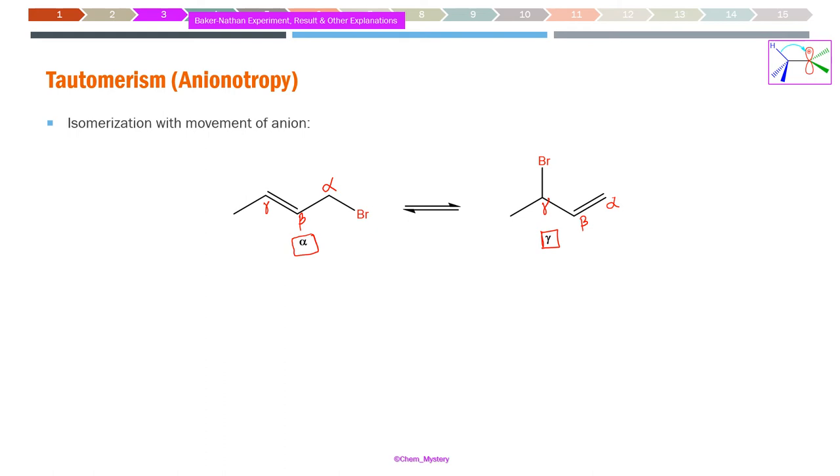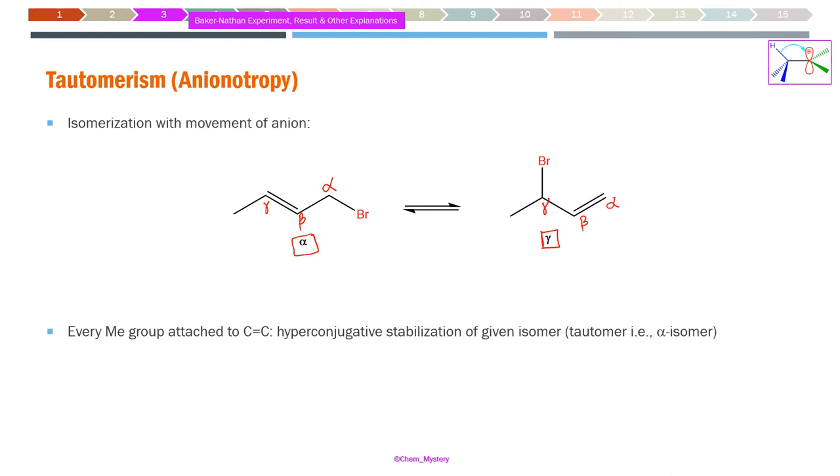More than 85% of that is supposed to be present in different conditions of temperature. And we have a generalization here that if more methyl groups are present on the C double bond C, whether for the alpha isomer or the gamma isomer, greater hyperconjugative stabilization would be there for the given molecule, and that is going to be predominant. This is more abundant. We could say the equilibrium will be lying in favor of the backward reaction. So this equilibrium is favored in the backward direction rather than the forward. That is how tautomerization, at least this anionotropy, can be explained by the use of hyperconjugative stabilization.